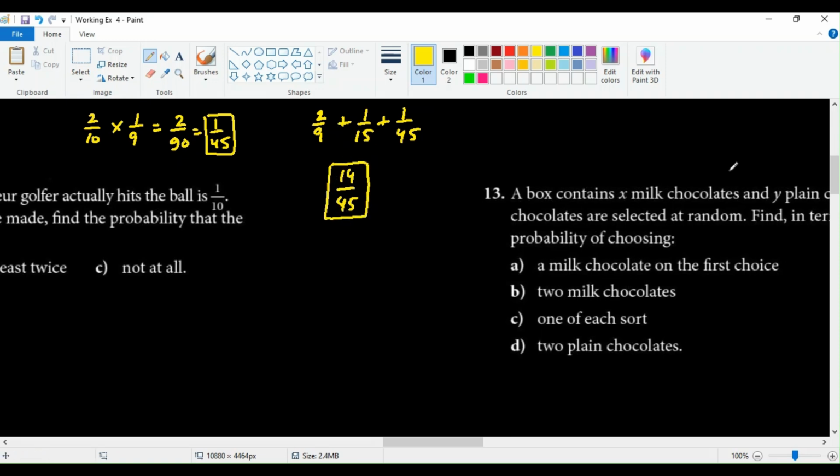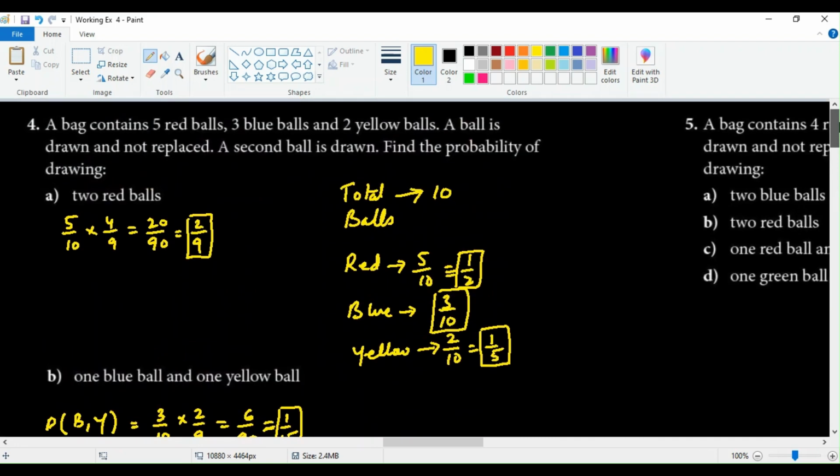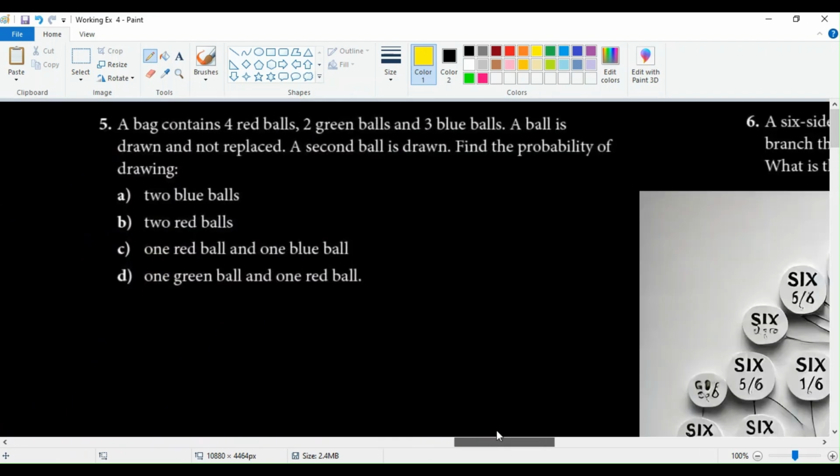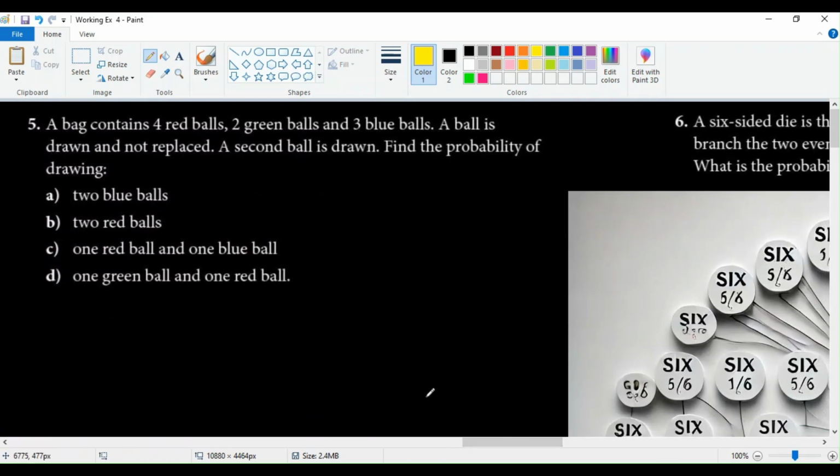Of course, adding these fractions, you can do it very easily. Moving on to question number 5. In question number 5, it says a bag contains 4 red balls, 2 green balls, and 3 blue balls. So altogether, we have 9 balls actually. So total balls are 4 plus 2 plus 3, which is 9 balls.